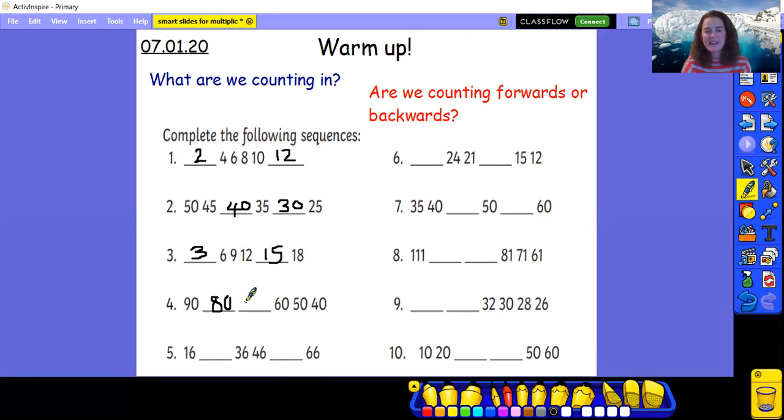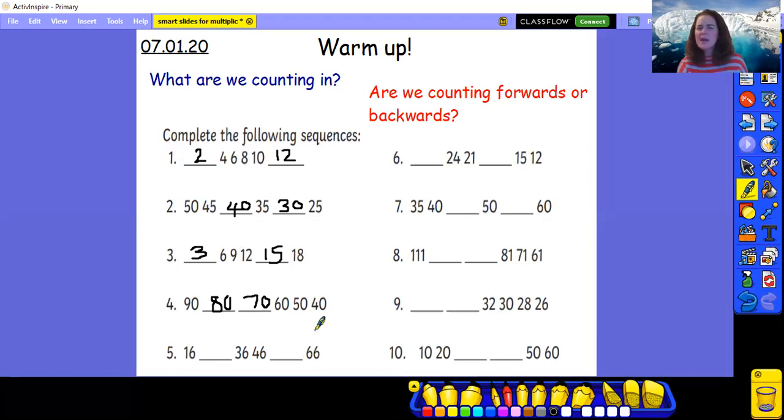Then 10 less than 80 is, have a look at your 100 square. 10 less than 80 is 70. Oh, it's really hard to draw. Yeah, that's it. Well done. This is me struggling with the pen today. So let's see if the sequence works. 90, 80, 70, 60, 50, 40. Yes, it does. We're counting back in tens.